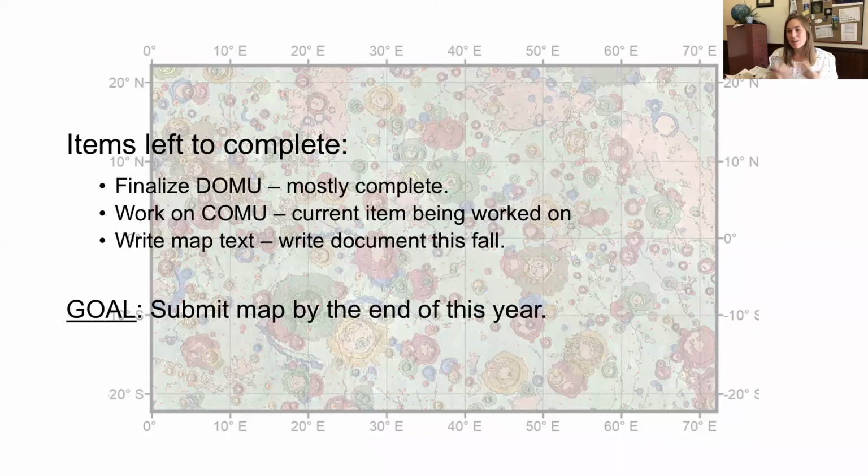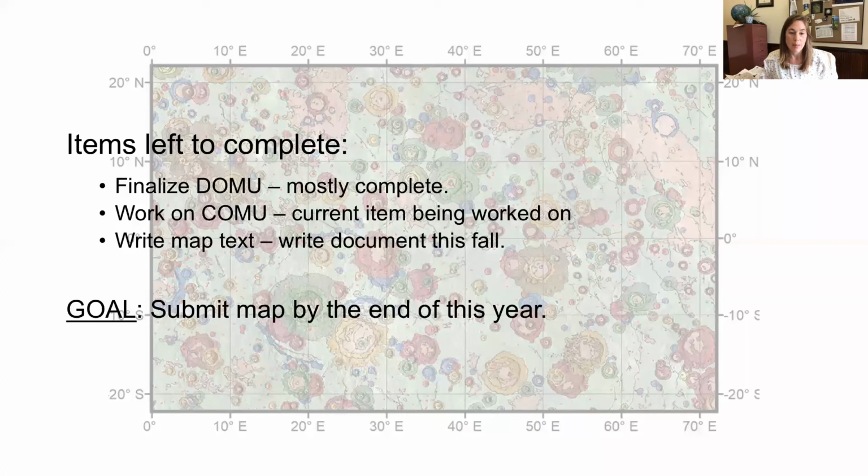Here's my summary of a timeline. The things that I have left to complete are to finalize the DOMU, and that is mostly complete. It's been pretty much done for the last year. And right now what I'm working on with co-authors, Lillian Ostrak and Caleb Bassett, is the COMU. So that's what we're working on now, and I hope to get that wrapped up. Again, my schedule is challenged by COVID and by the upcoming semester and teaching requirements, but hopefully that'll be done in the next couple of months.